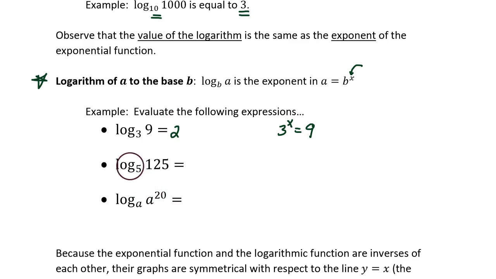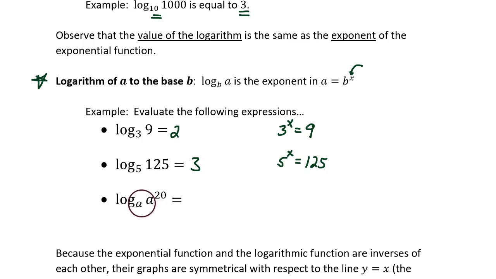Let's evaluate log base 5 of 125. The base of the logarithm is the 5. The value of the logarithm, the thing we're trying to figure out, is an exponent. What exponent do you raise to get 125? That would be a 3, because 5 to the third power is 125.